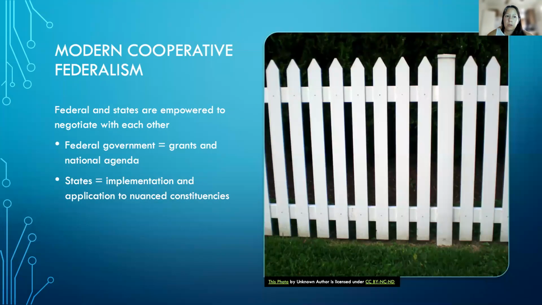So, modern cooperative federalism. This is characterized, and this is actually a term used in literature, by the picket fence, that the federal government and states are empowered to negotiate with each other.